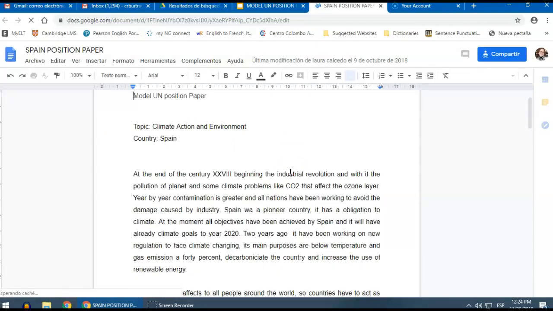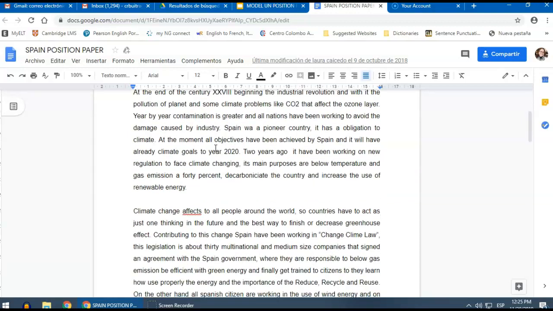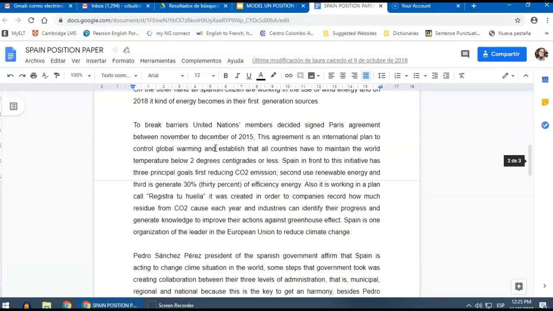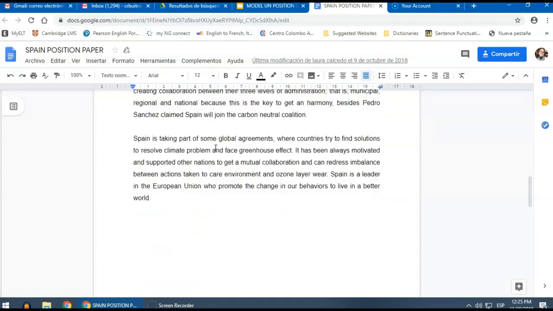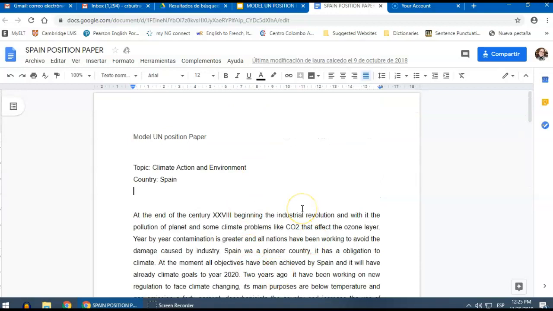This is a Model UN position paper written in regards to climate action and environment by a delegate from Spain. Okay, so I hope you have analyzed the different parts of the position paper here and taken a look at what has been suggested by the people who wrote the paper.